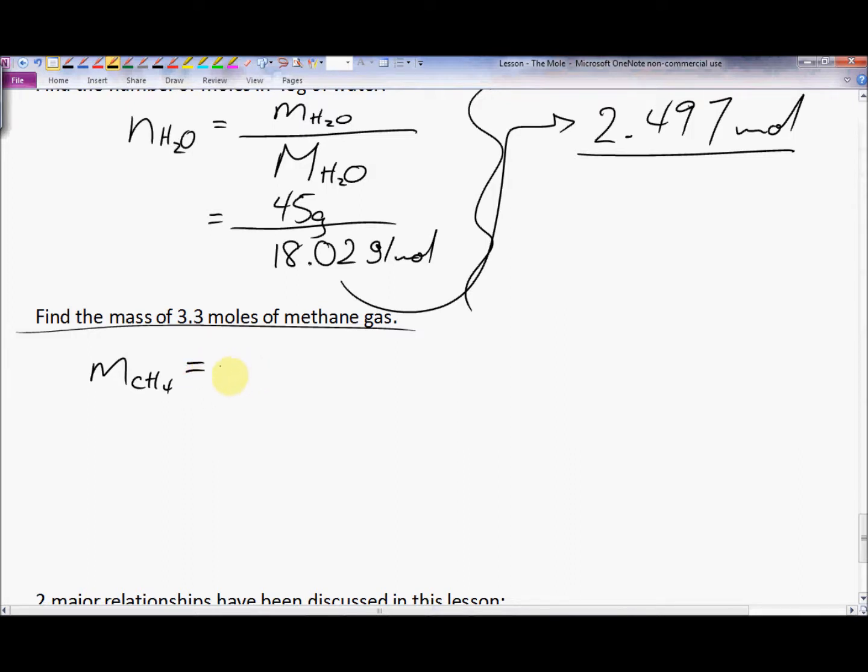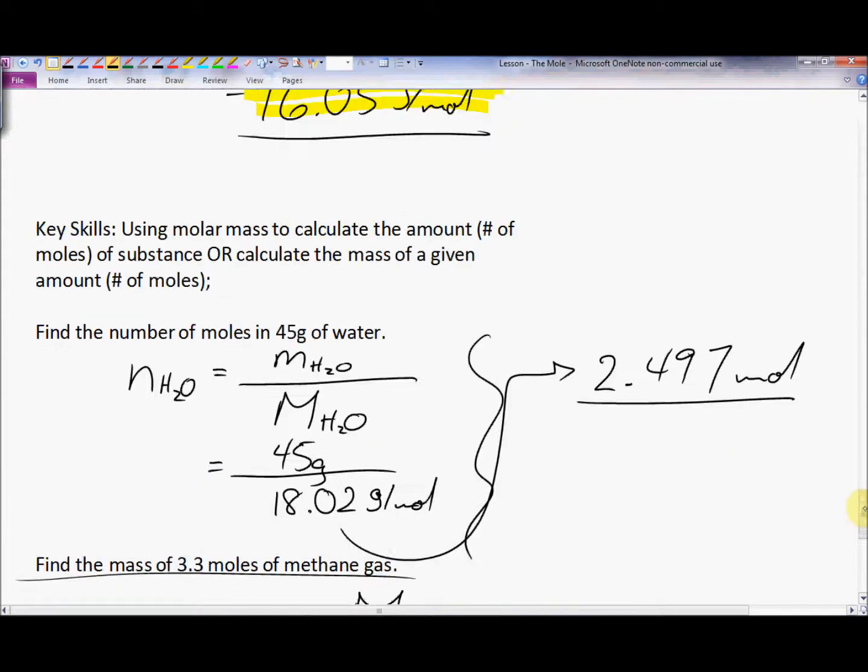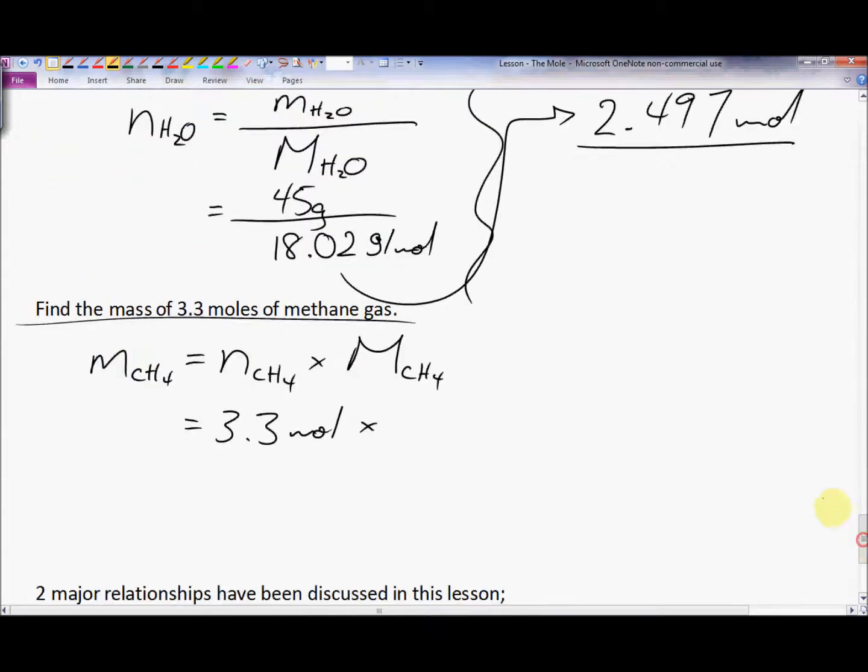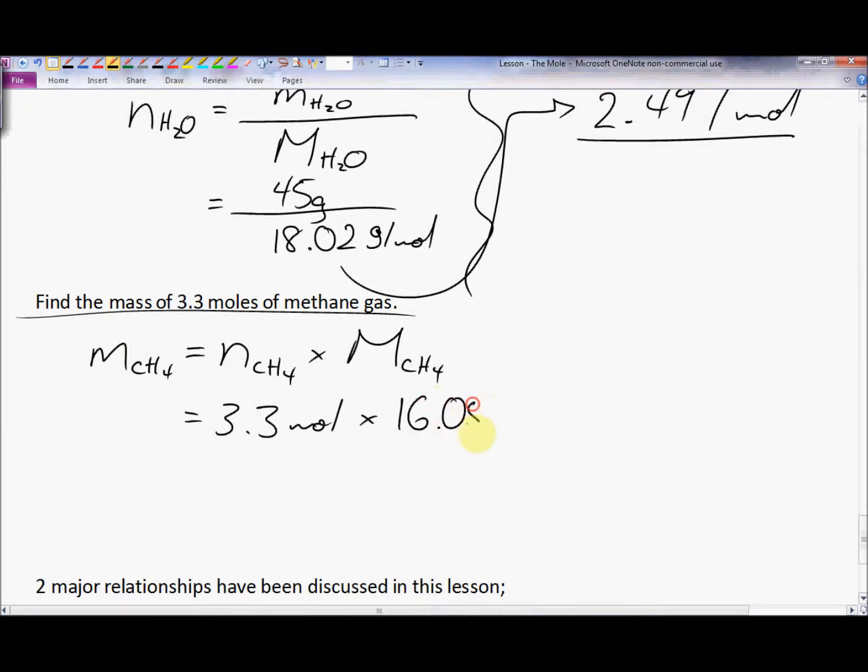Okay, so in this case it's going to be 3.3 moles times, what do we say, 16.05 grams per mole. Okay, and that equals 52.965 grams. Okay, there we have it.